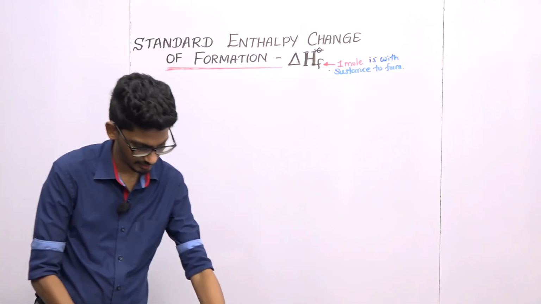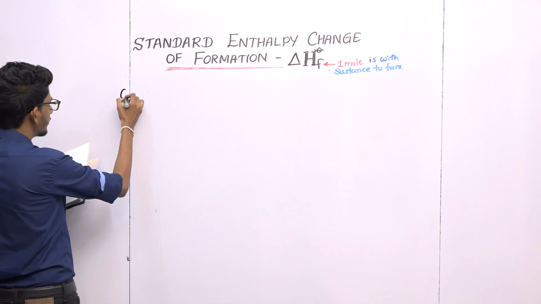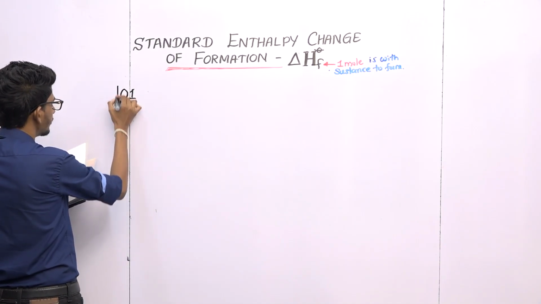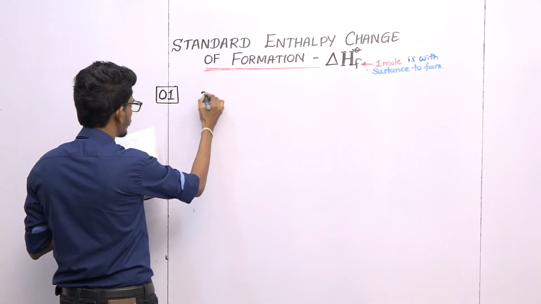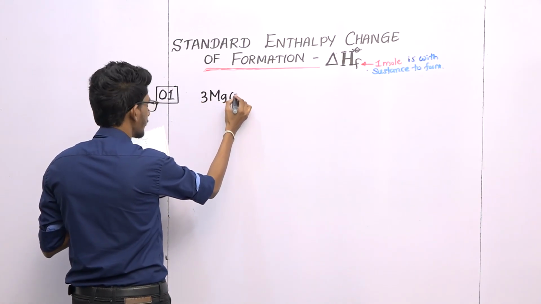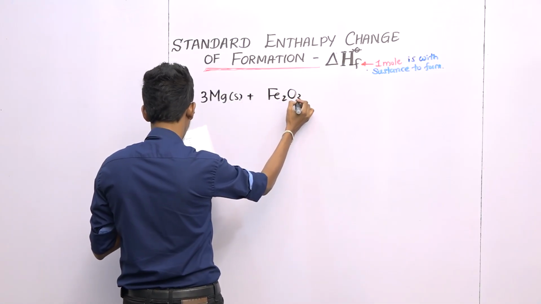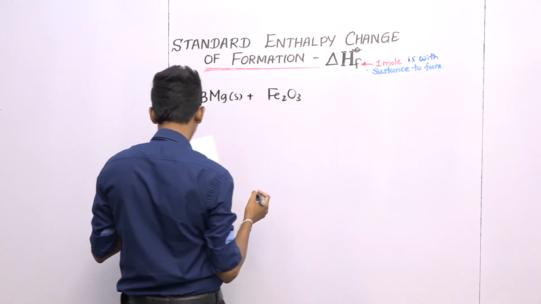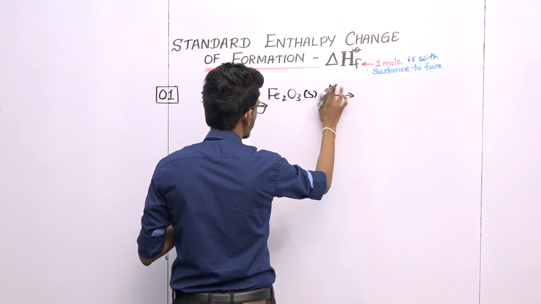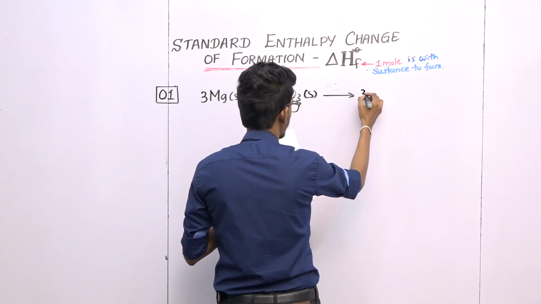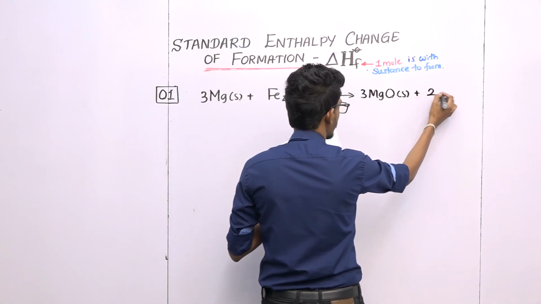This is question number 1, right? So let's solve 1 and 2 here. You have 3 Mg solid plus Fe2O3. It should be solid, right? It's not written, but it should be solid. Always some physical state should be written. So this is the reaction: 3 MgO and 2 Fe solid.